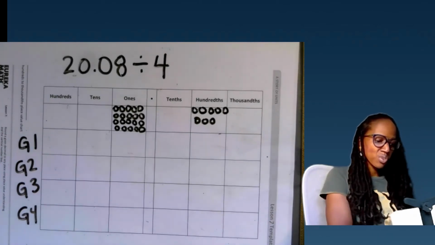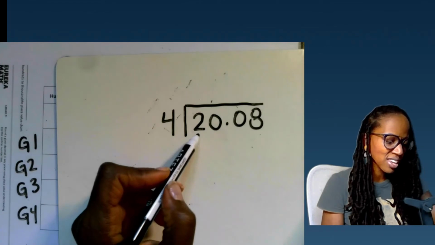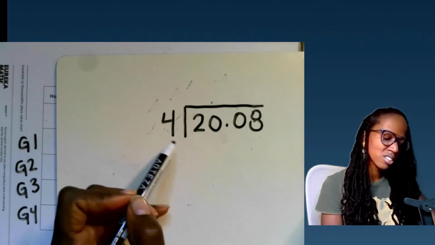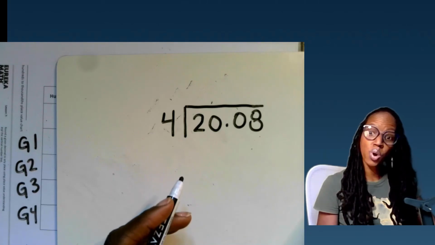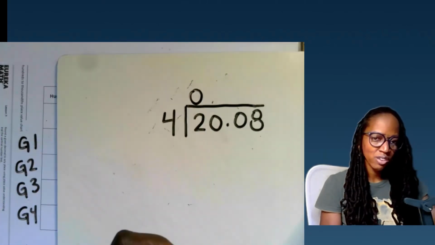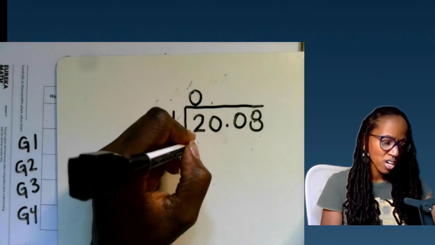If I want to represent that on my standard algorithm, the first question I would ask myself is, how can I share 2 tens equally into 4 groups? Well, I can't because I only have 2. So I would say I couldn't share any. I'd write a 0 there. 0 groups of 4, 0 times 4 is 0.